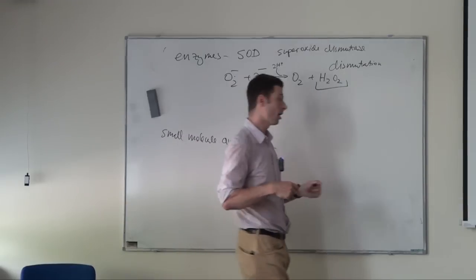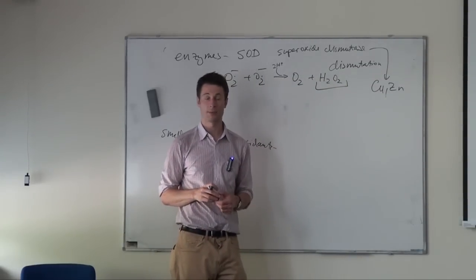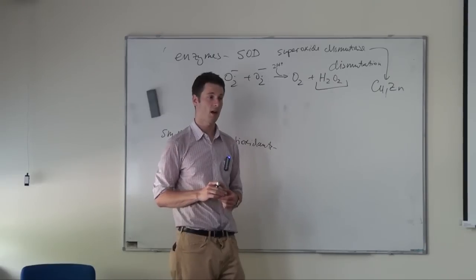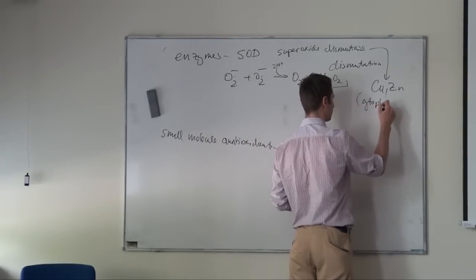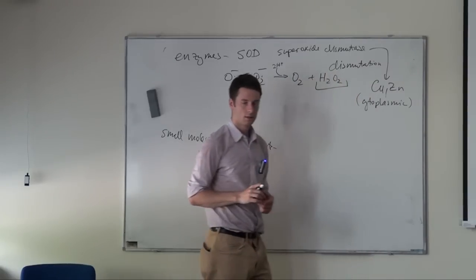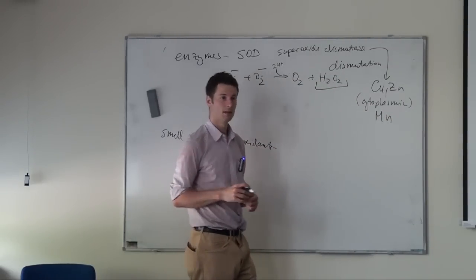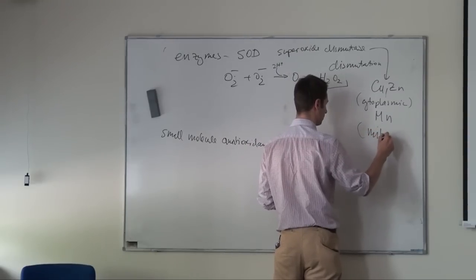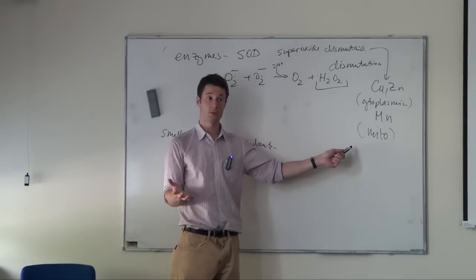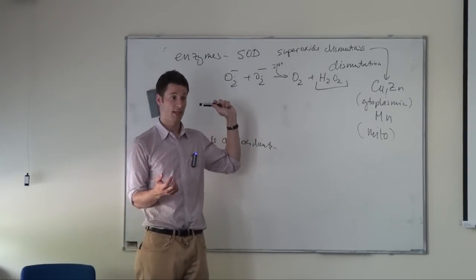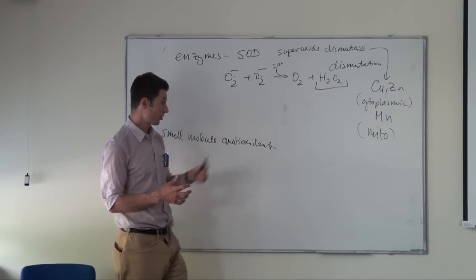Okay? Anyway, the two types of superoxide dismutase are copper zinc. So one of them contains copper and zinc, and that's the kind of superoxide dismutase that's present in the cytoplasm. The other kind contains manganese, and that's the mitochondrial enzyme. Obviously we need quite a lot of mitochondrial superoxide dismutase, because we just mentioned a second ago that quite a lot of superoxide is produced from complex 1 and complex 3. So that's superoxide dismutase.